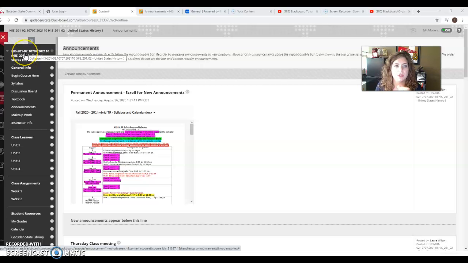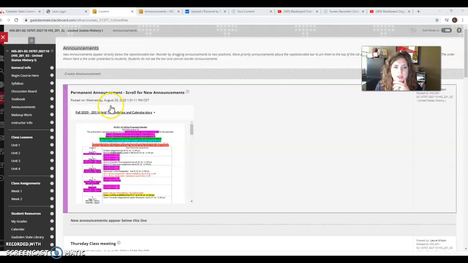So first of all, when you launch Blackboard, you will see this permanent announcement. You can scroll for the most recent announcements, but you will see that the syllabus has hot pink for the face-to-face meetings. And remember, Class A is the first half of the alphabet and is either on Monday and Tuesday, or Class B, which is the second half of the alphabet, is on Wednesday and Thursday.